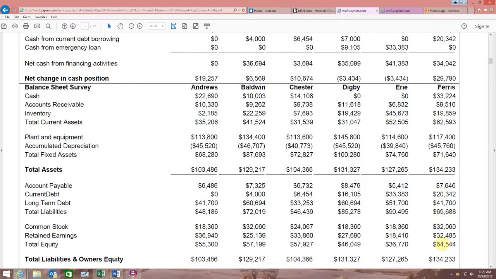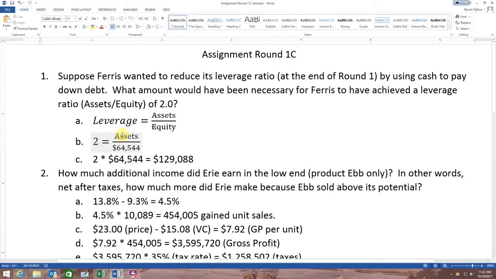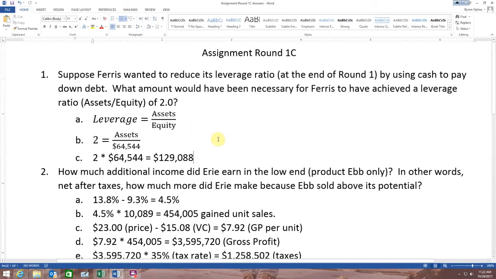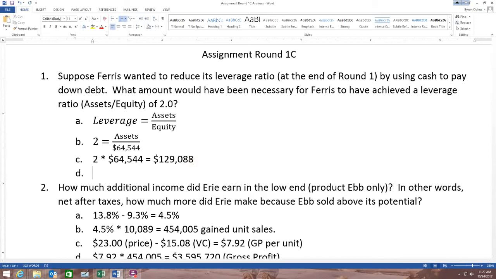So our equity stays the same, but anyhow, we do the math: 2 is equal to our assets divided by our equity. Multiply both sides by 64,544,000, and you come up with 129,088,000, and that's actually what our assets should have been. And so I should have calculated how much that change is.